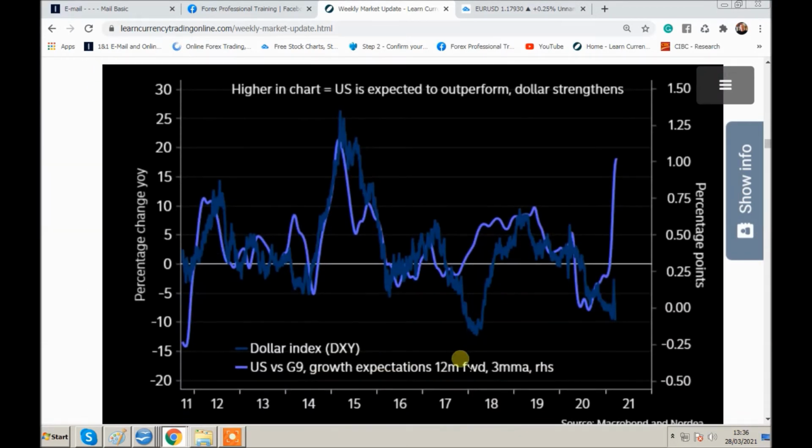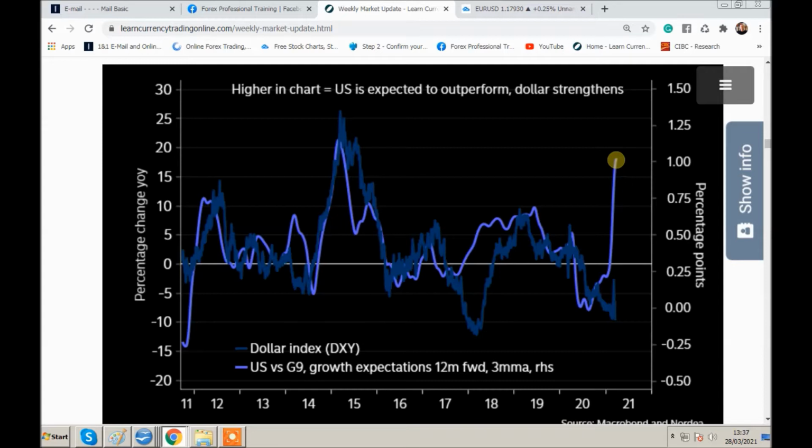This chart here is really to do with the USD against the euro. It's the dollar index, the dollar against a basket of currencies. And then you've got a line that shows the US versus the G9 countries and growth expectations, the US against all nine countries. You can see the market sees the US economy doing really well against the others.